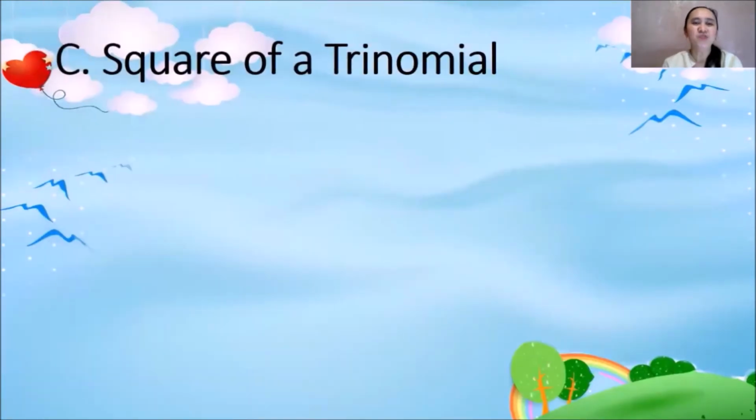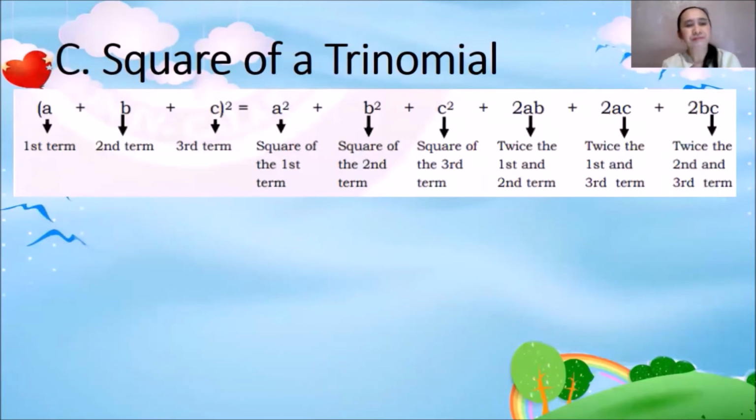The third one is called the square of a trinomial. So the same procedure. Square the first term, where let us consider A is the first term, B is the second term, C is the third term. So first, we square the first term, A times A is A squared. Square the second term, B times B is B squared. Square the third term, C times C is equal to C squared. The fourth term, how do we get it? Twice the product of the first and the second term. So 2 times A times B is 2AB.